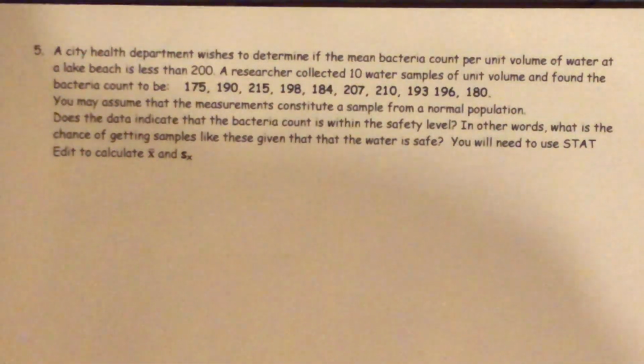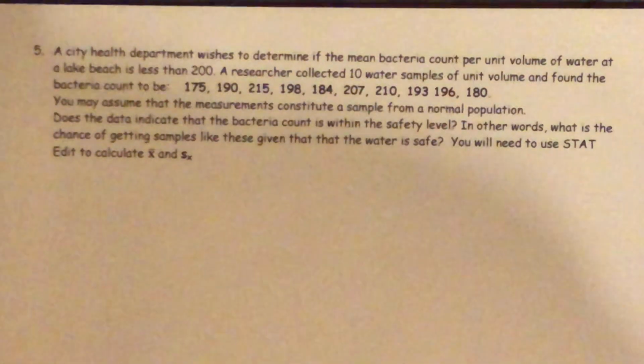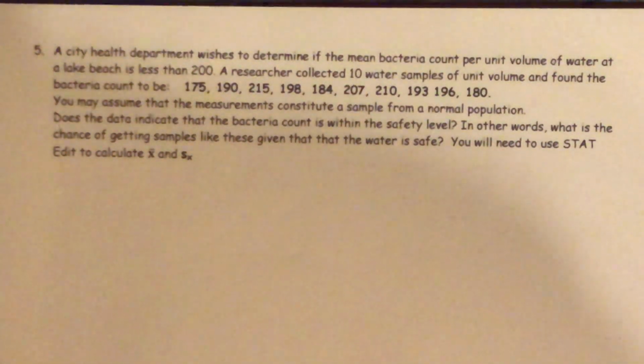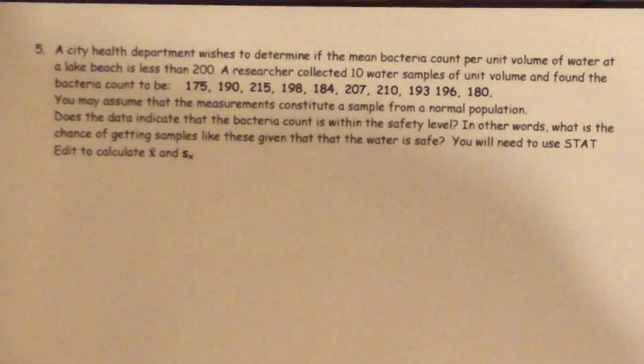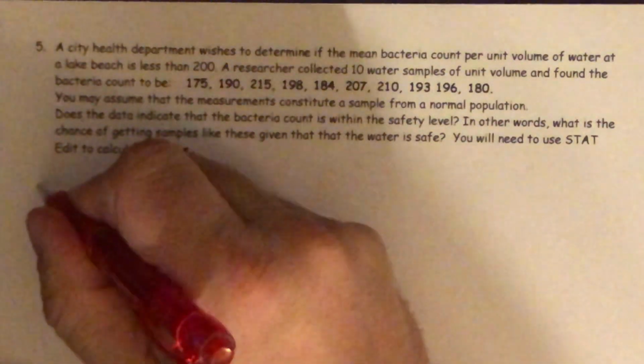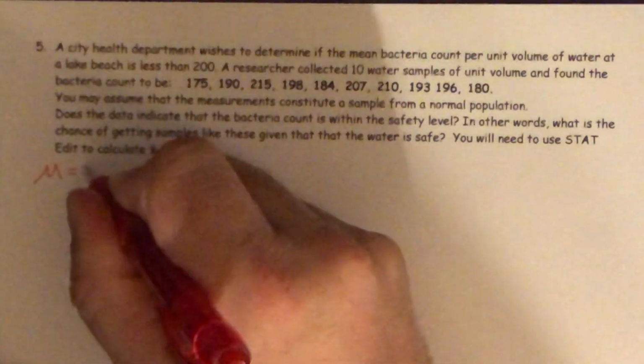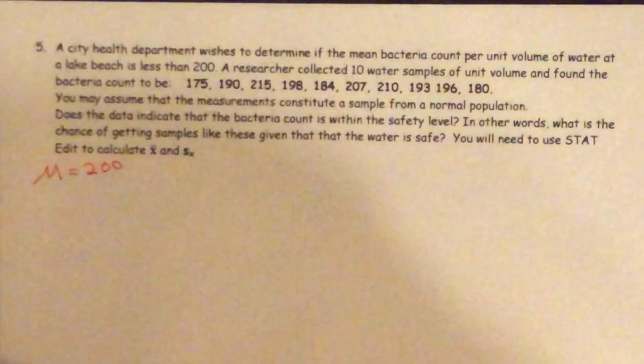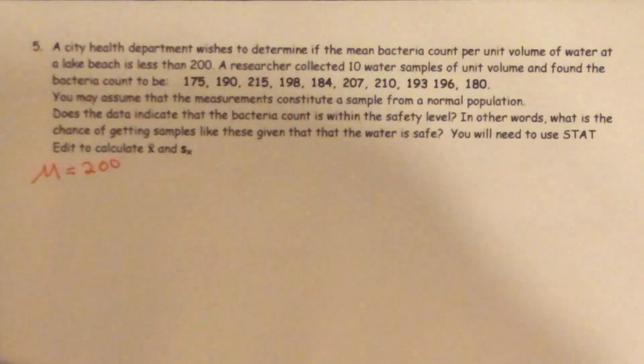That is really critical. We cannot use the t unless the underlying distribution is normal or we have a sample size of 30 or larger. We only have a sample size of 10, so we need to know that the underlying population is normal, or we're going to have to draw a box plot to check our sample to see if it indicates that it is symmetric at least. So they're telling us it needs to be 200, so we're going to go ahead and assume the claim is 200.